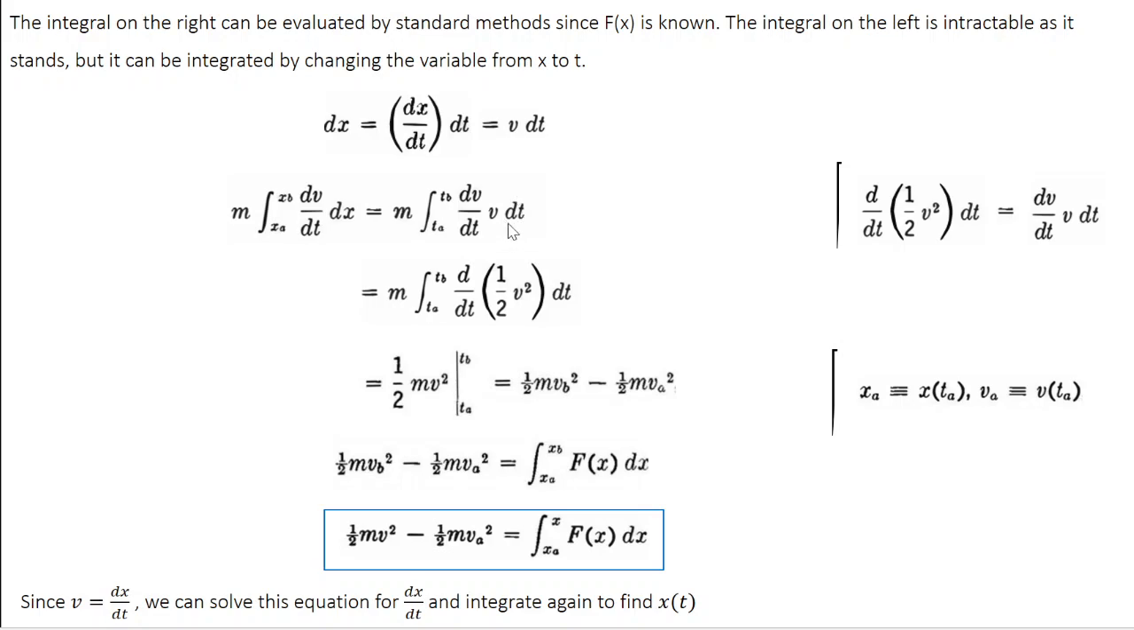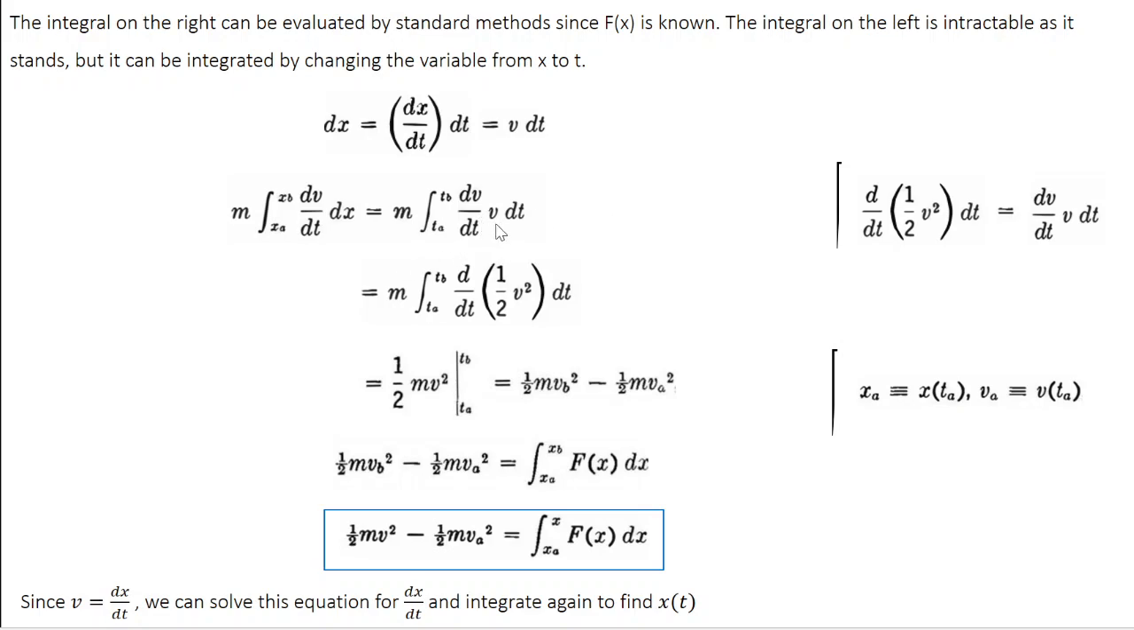Now since we are performing integration with respect to time, the limits of integral change. So previously I had xa and xb, now I have ta and tb, where xa is position at time ta and xb is position at time tb. Okay. Now you can solve this.